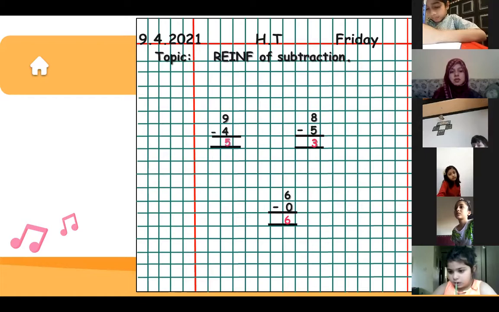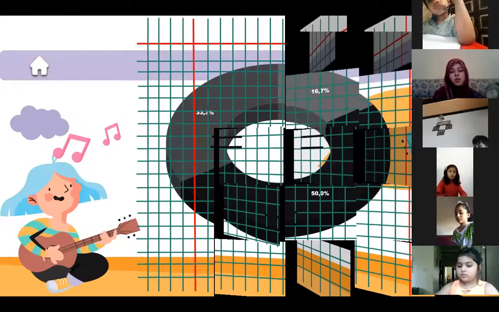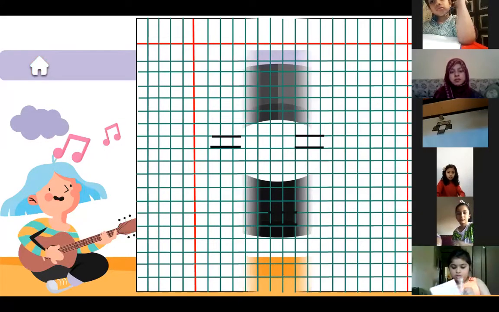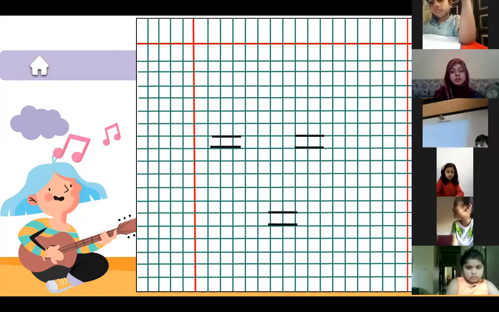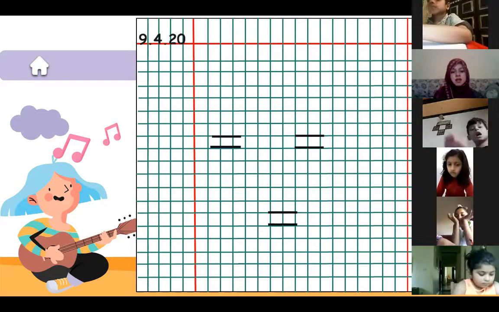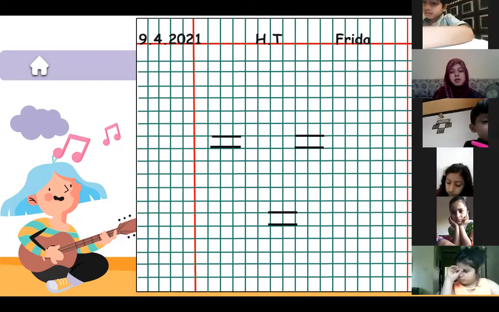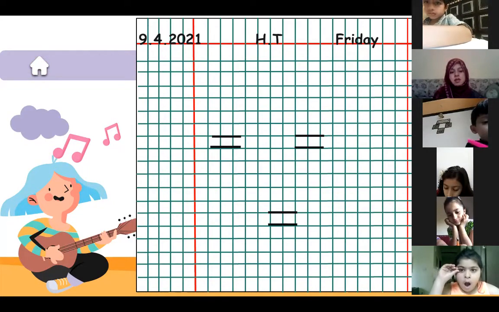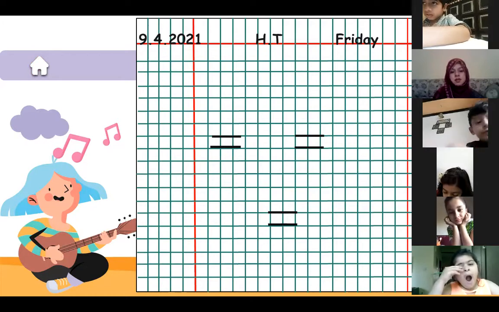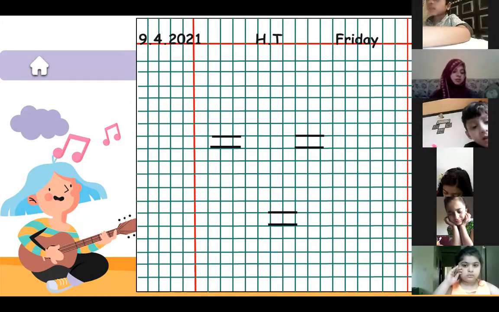Done, everyone? Yes. Go to the next page. Write the same day at the top of the page. Same date. 9.4.2021. H dot T again, space, and the day is Friday. Start writing your same date.